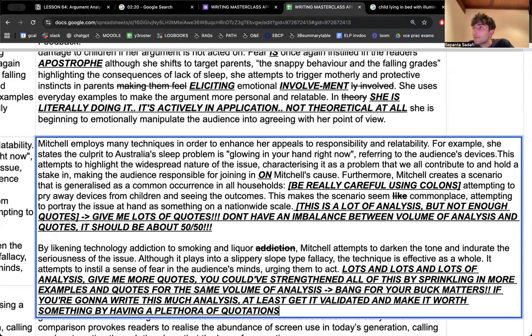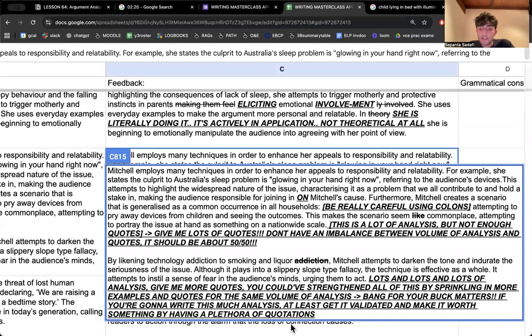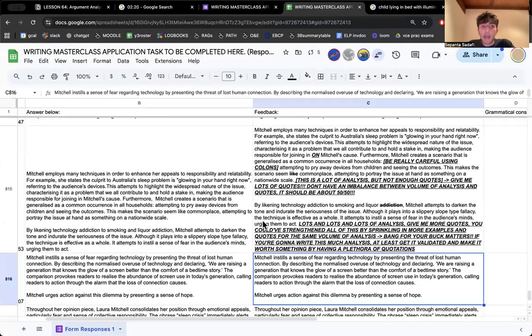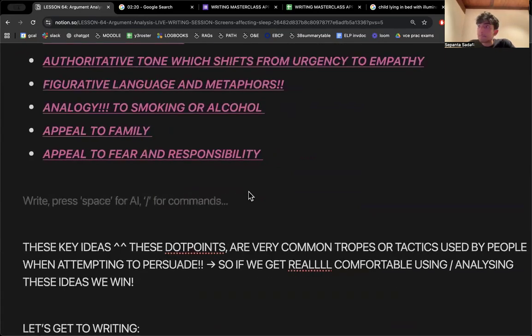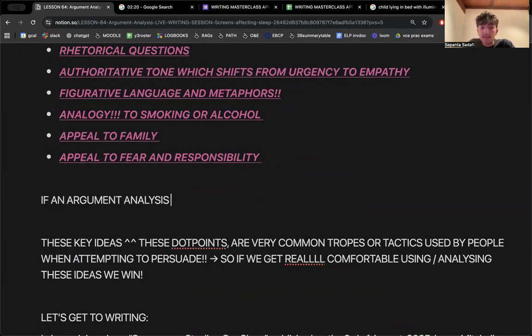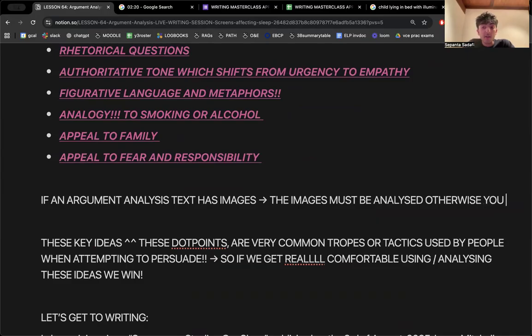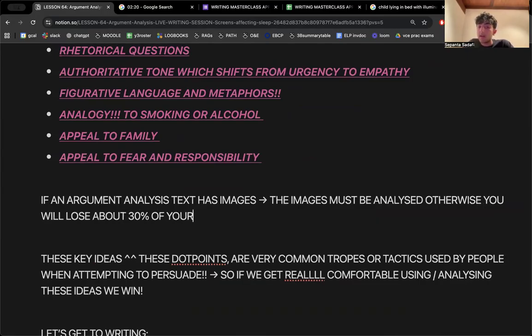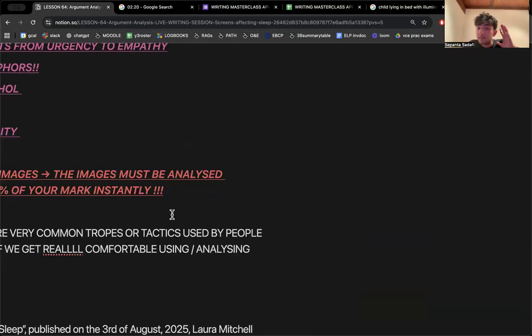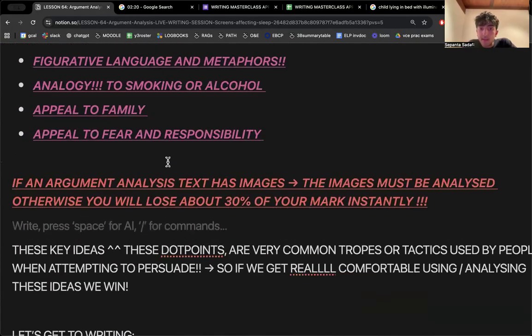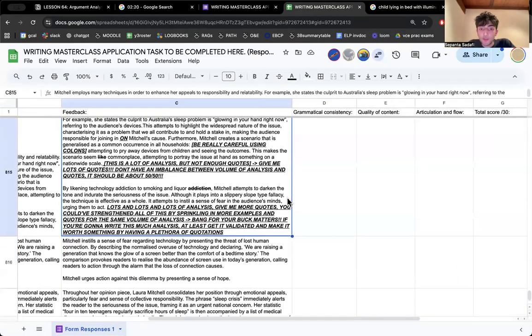Does analyzing images have the same role? Yes, yes, yes. And also, guys, I'll give you another absolute ball knowledge tip. Are you ready? Listen, if an argument analysis text has images, the images must be analyzed. Otherwise, you will lose about 30% of your mark instantly. Do you understand? You will lose about 30% of your mark instantly if you don't analyze the image.